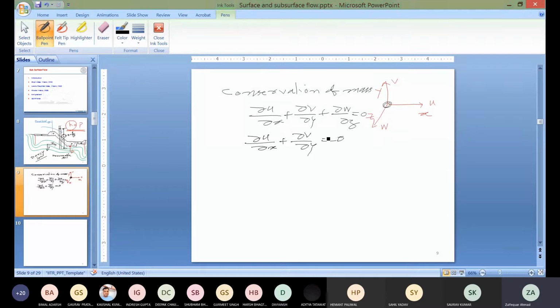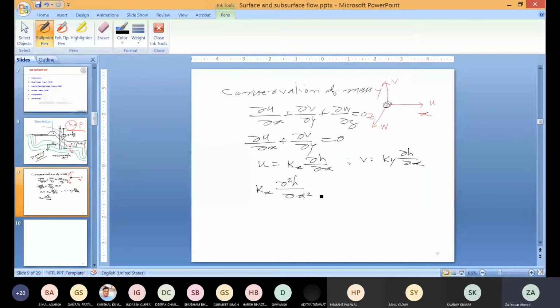And you know that by Darcy's law, u is equal to kx del h by del x, and v is equal to ky, the hydraulic conductivity in the y direction, del h by del y. Once you substitute that, you will get kx del square h by del x square plus ky del square h by del y square is equal to 0. Let us assume in this particular case the hydraulic conductivity in the x and y direction is the same.